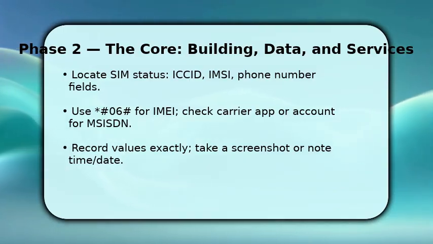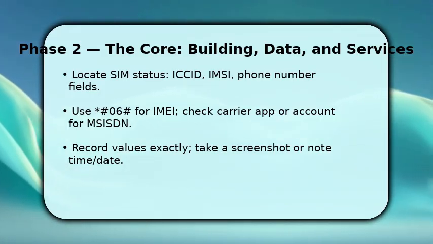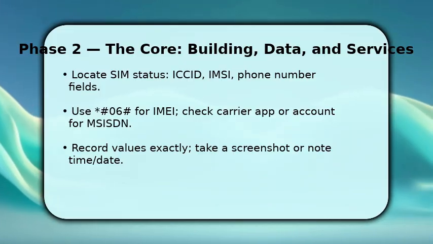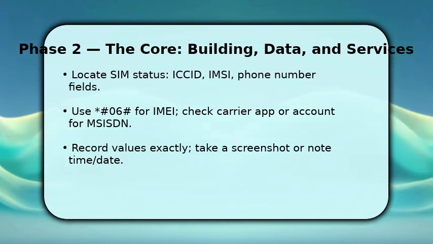Next, sign into the carrier app or web account. Carriers often list the assigned phone number and ICCID there. Once you have values, record them precisely, either screenshot or write them down with a timestamp, so you can cross-reference during support or account actions.